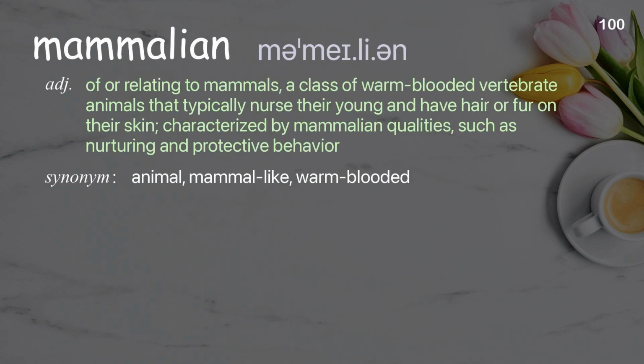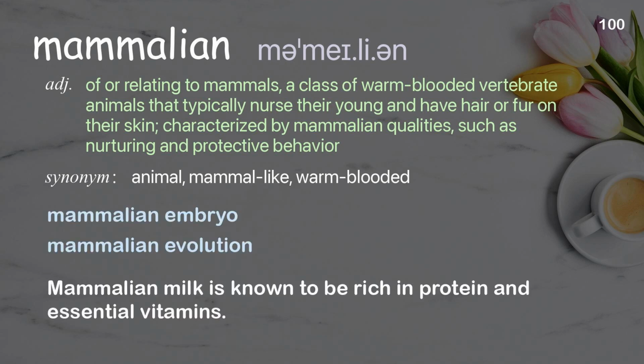Mammalian. Of or relating to mammals, a class of warm-blooded vertebrate animals that typically nurse their young and have hair or fur on their skin, characterized by mammalian qualities, such as nurturing and protective behavior. Examples: Mammalian embryo, mammalian evolution. Mammalian milk is known to be rich in protein and essential vitamins.